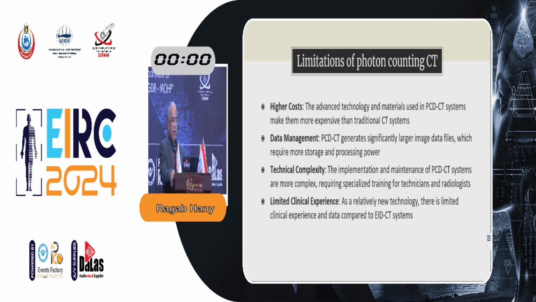Yet, photon counting CT scan also has limitations. Everything has advantages, disadvantages, and limitations. The first and very important limitation is the price. It has a higher cost, and this also affects its availability. It is not available, even here in Egypt. I think there is no scanner for photon counting. Maybe in the future there will be, but till now we don't have any CT scanner with photon counting.